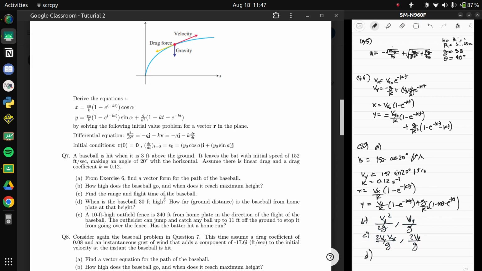So when is the baseball 30 feet high? How far is the baseball from the home plate at that height? When is the baseball some certain distance high? Sure. So I think the first time that it really happens, right? Yeah. When does that happen? That's the question. So you already got your y coordinate like this, right?